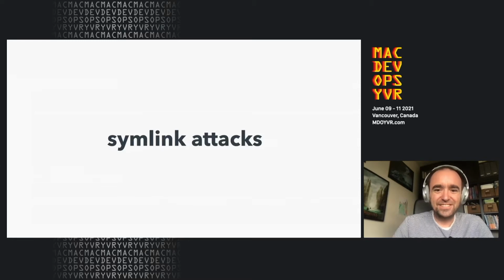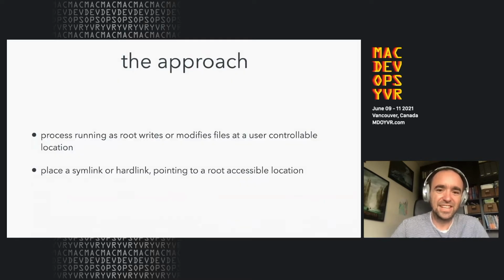The next group of attacks are the symlink or file link based attacks. The approach is very basic in this case. The issue is typically that there is a process running with high privilege, typically root, and it will write or modify files in a user controllable location. In those cases, a user can delete that file and replace it with a symlink or a hard link, point that link to a location which is only available for root, and potentially achieve something.